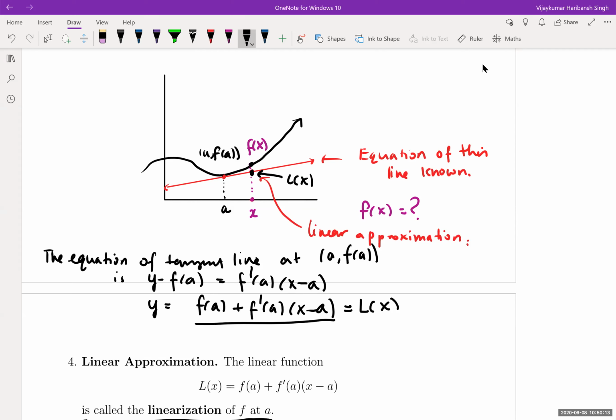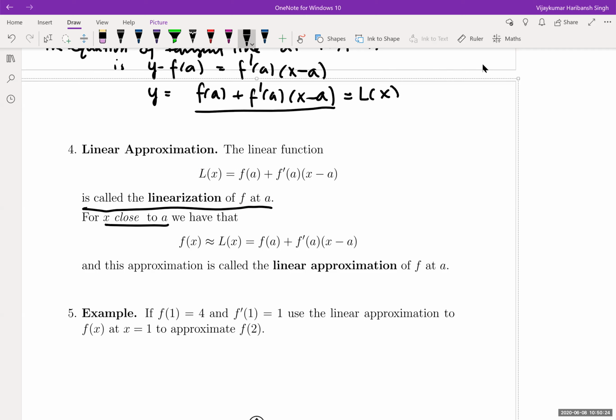So if we have x close to a, then f of x is roughly equal to L of x, which is approximately f of a plus f prime of a times x minus a. This formula, or this approximation, is called the linear approximation of f at a. All right, so let's use this to do our problem.